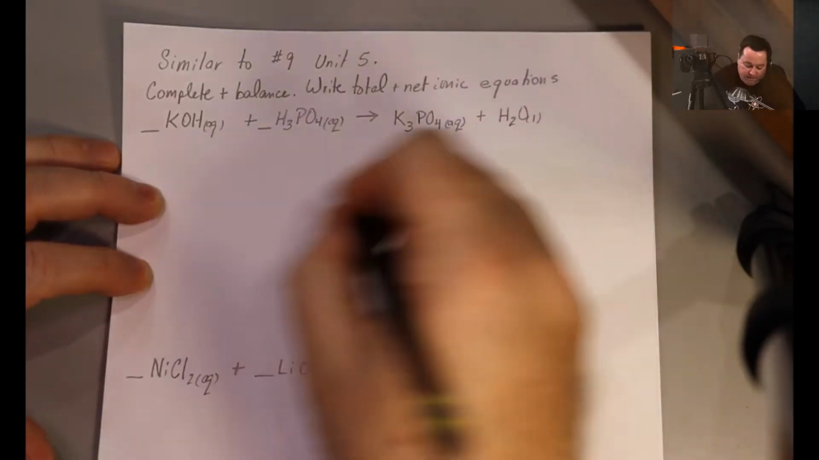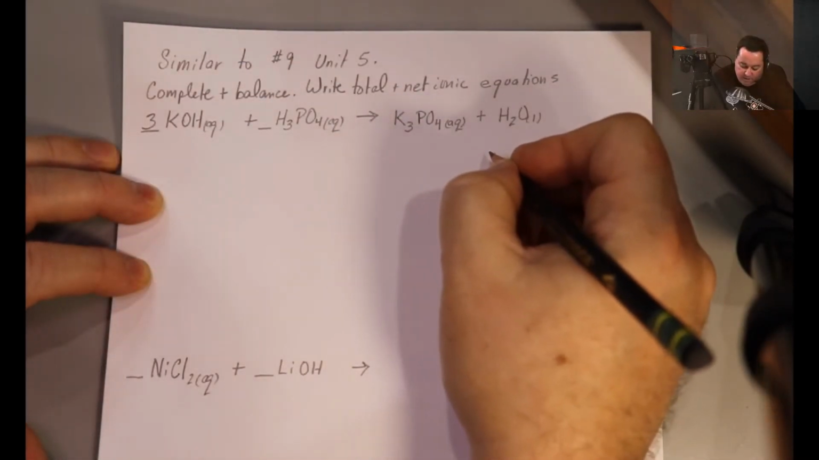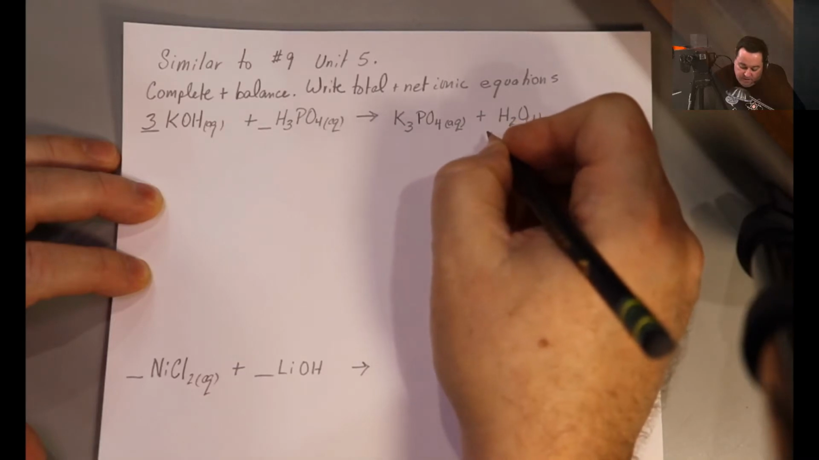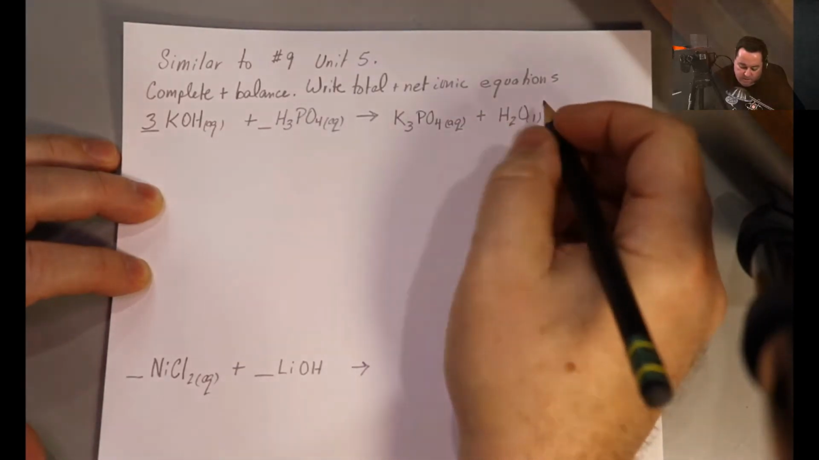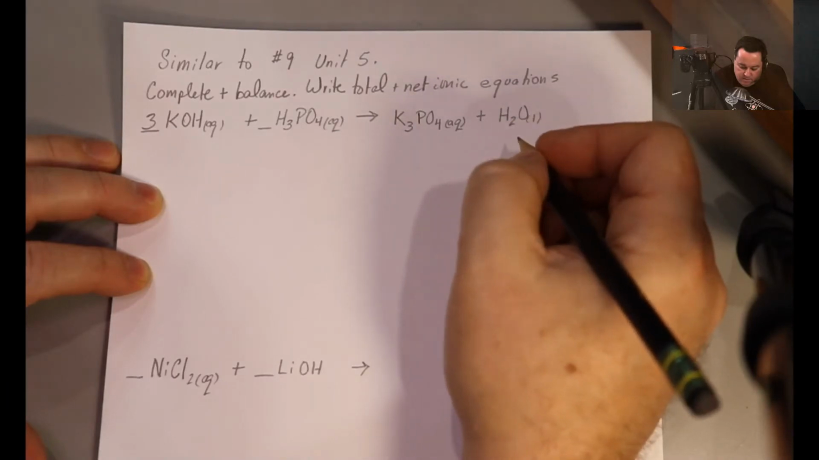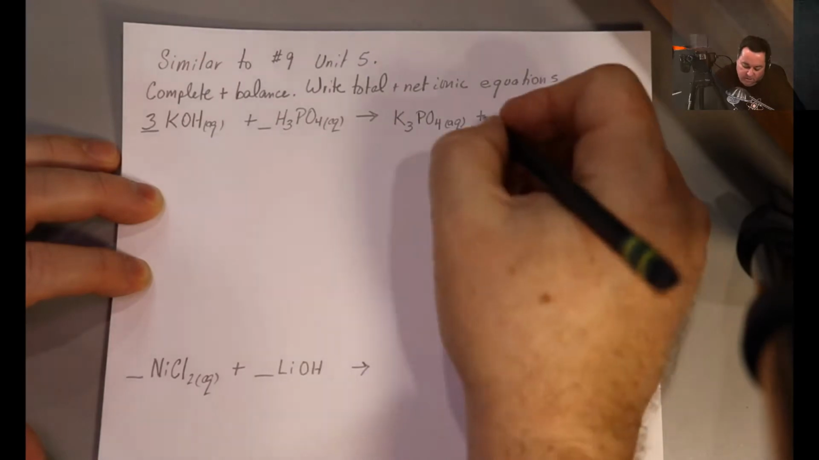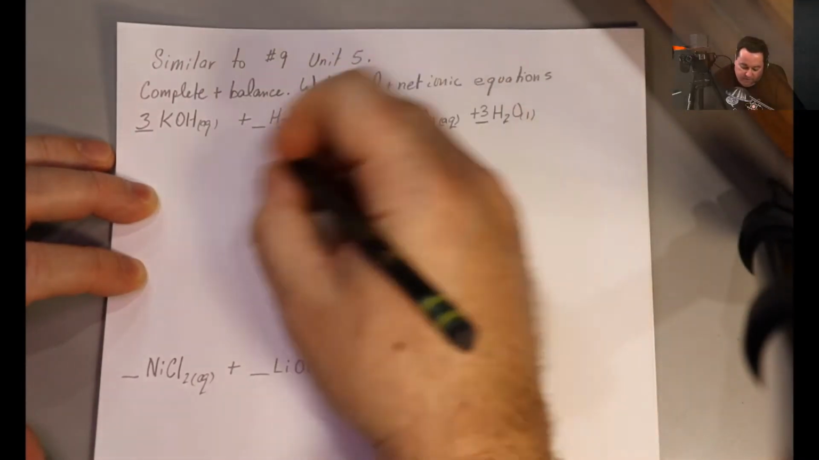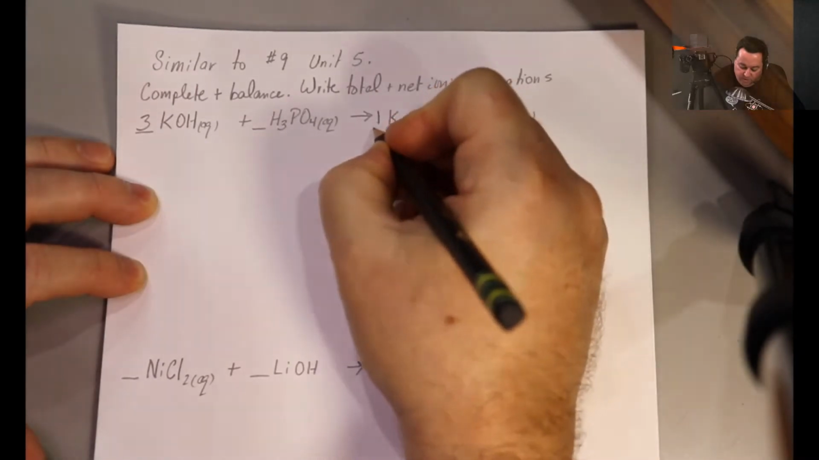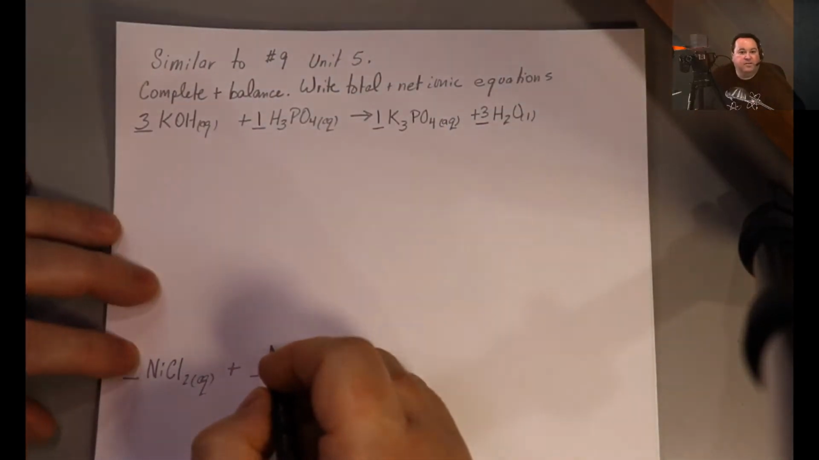And then we need to balance the reaction. So we're going to need a 3 to balance our potassiums. We're going to need, so we have 3 hydroxide and 3 hydrogen, making 3 water. We have 3 potassium, 1 in front of here, and 1 in front of here, and everything is balanced.